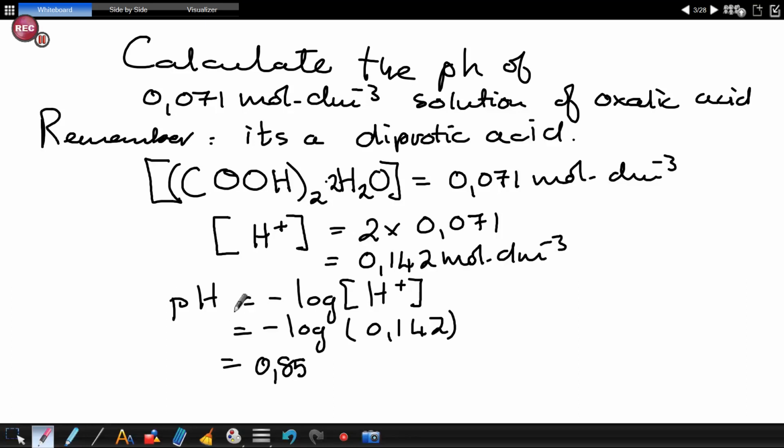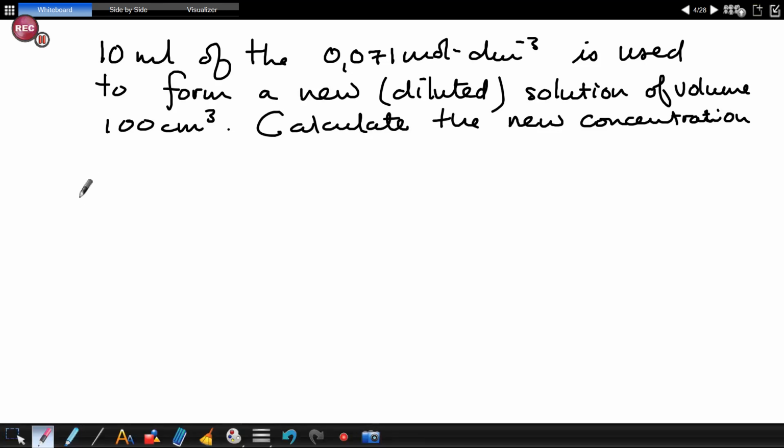Okay, go for D. So in D you have to dilute this original solution, calculate the concentration of the new diluted solution. So you could follow one of two paths. You could follow the mole that you take out of the first solution by saying C1V1, and then the mole that you put into the second solution is equal to the mole that you took from the first solution, and that is C2V2.